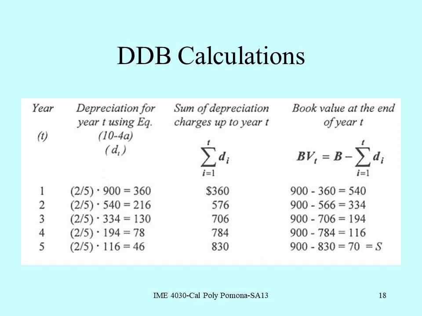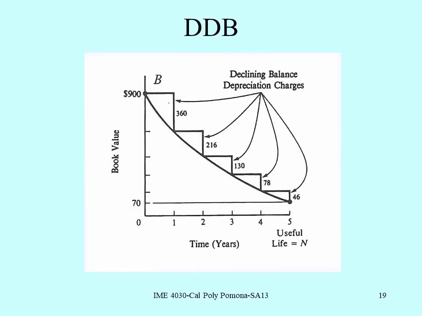Now we subtract that from our book value, and we get a new book value, and then we go on and on. If you go to the next slide, slide number 19, you can see a graph of our double declining balance, and it's even steeper at the beginning than with sum of the year's digits. And in this case, it happens to end up right at $70, but as I'll point out later, that doesn't necessarily end up that way. But anyway, this is our double declining balance method.